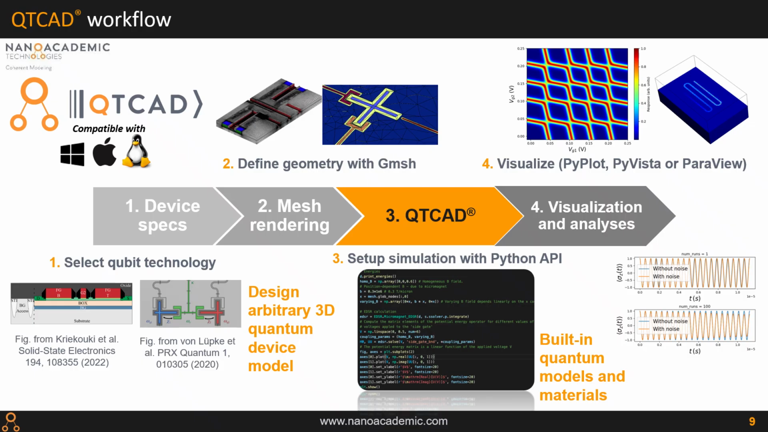Second part of the workflow is to define the geometry with the third-party open source software GMesh, which also comes in with CAD capabilities. Once the geometry and the mesh are defined, they can be loaded into QTCAD through our flexible and user-friendly Python API. The Python API is key to the power of QTCAD because it enables our users to automate workflows, sweep design parameters, and optimize them.